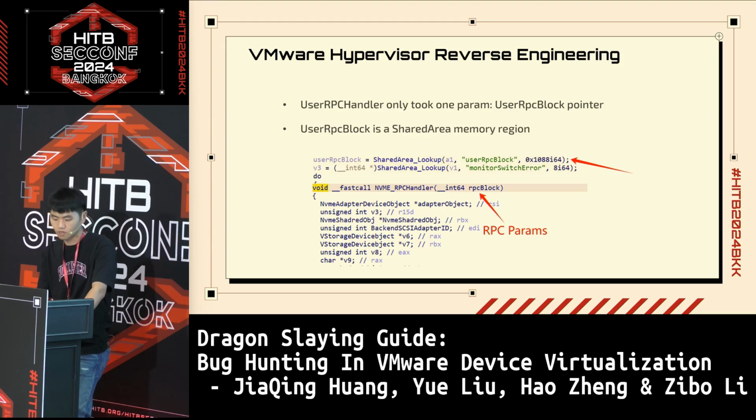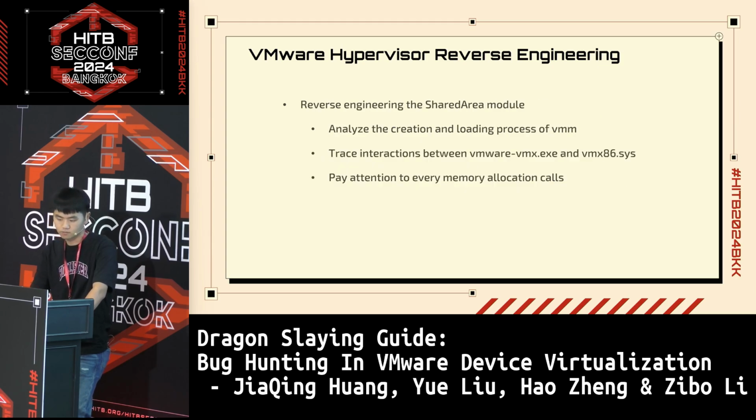We should figure out how the shared area works. The implementation of the shared area is related to the creation and loading of VMM, so we need to start from the initialize process and pay more attention to every memory allocation, and also remember to check the interaction between VMX and the VMX86 kernel module.